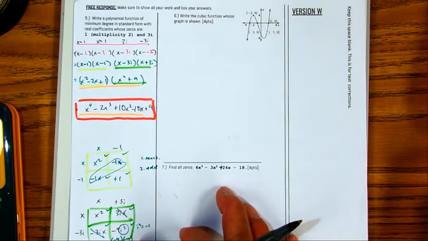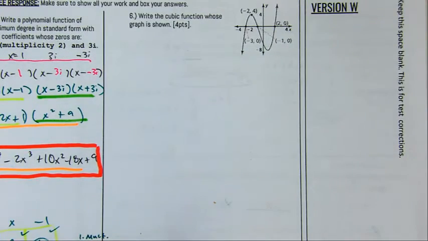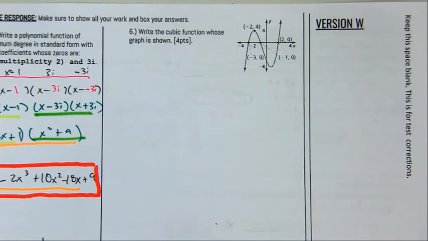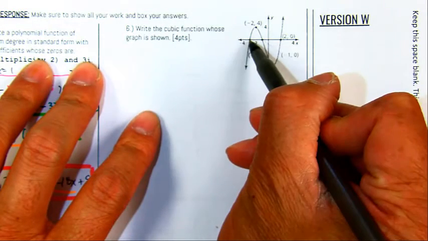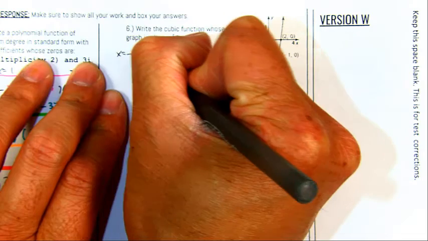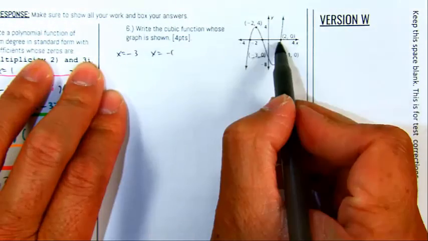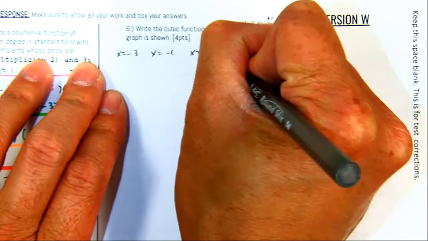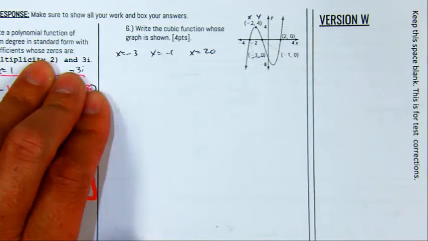Alright, question number 6. Write the cubic function. So I know my answer is going to be cubic for the graph shown. Okay, so let's see what we got here. I have an x-intercept at negative 3, so x equals negative 3. I have another one at x equals negative 1, and I have another one at x equals 2. And then I have this random ordered pair up here, negative 2, 4. So I have x and I have y.